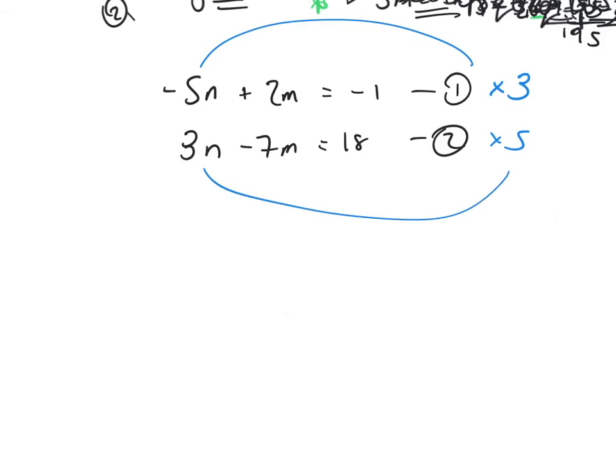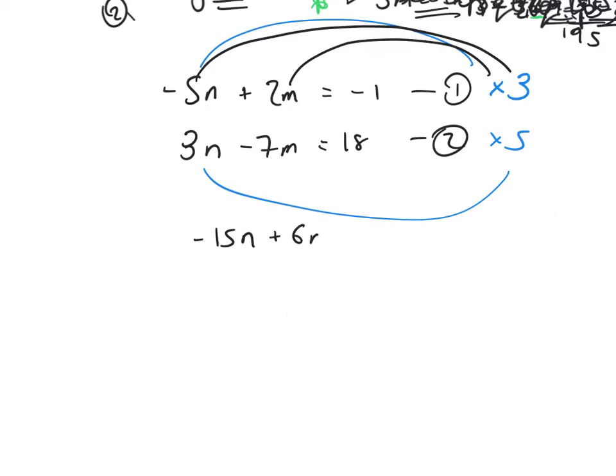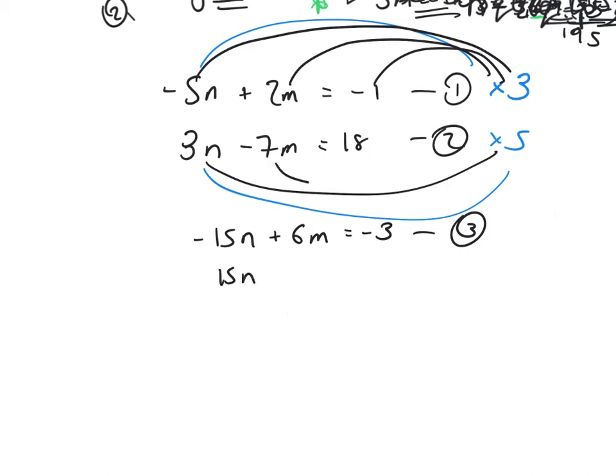Okay, so minus 5n times 3 is minus 15n. 2m times 3 is 6m. Minus 1 times 3 is minus 3, equation 3. Okay, 3n times 5, 15n. Minus 7m times 5, minus 35m. 18 times 5, take your time, that's 90. There's equations 3 and 4.